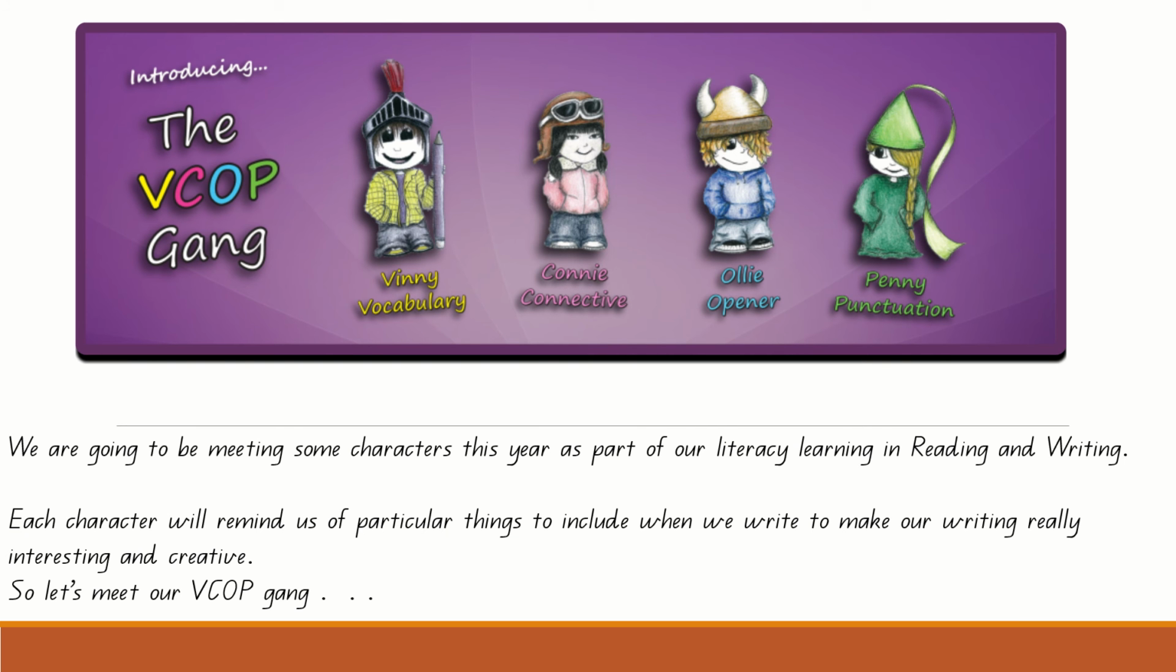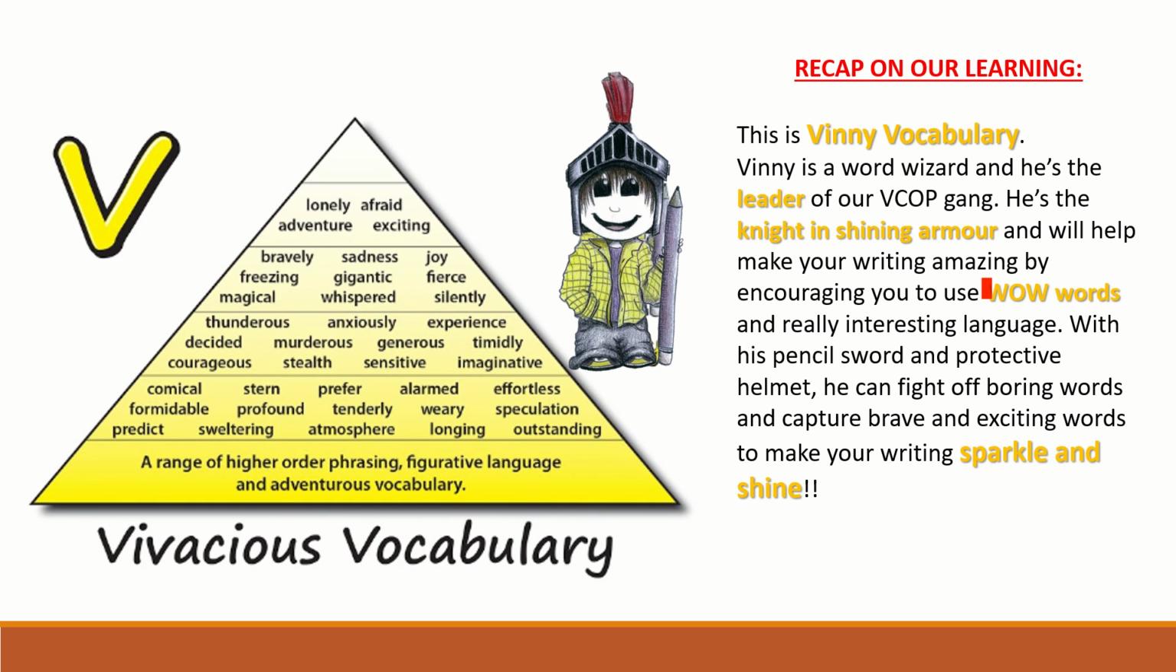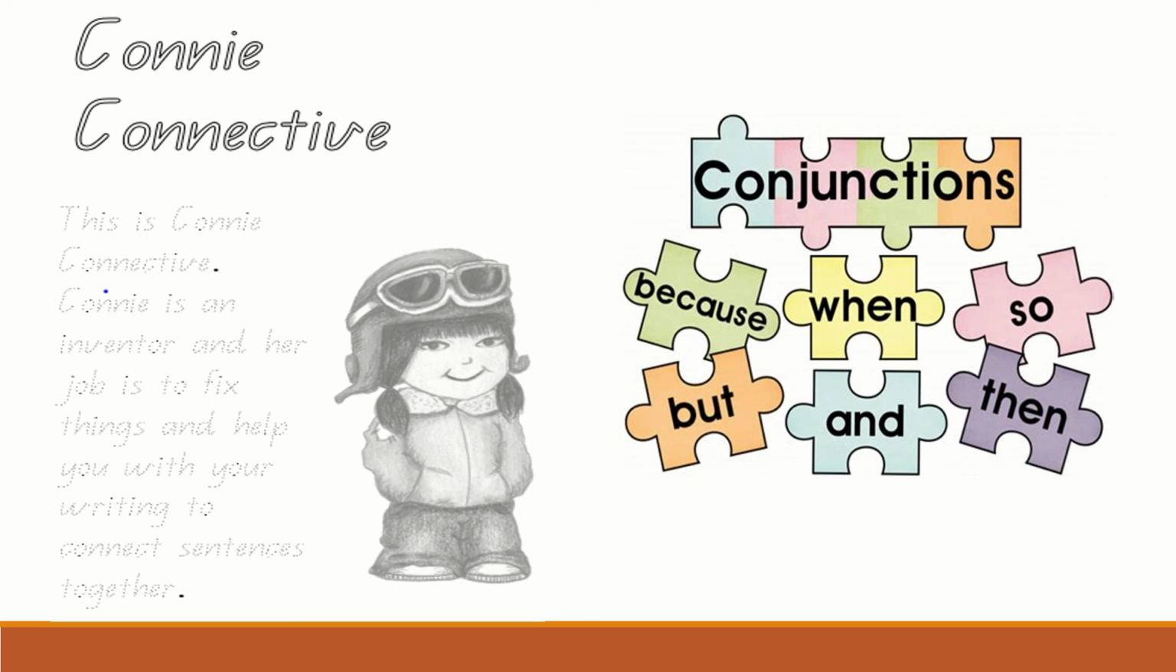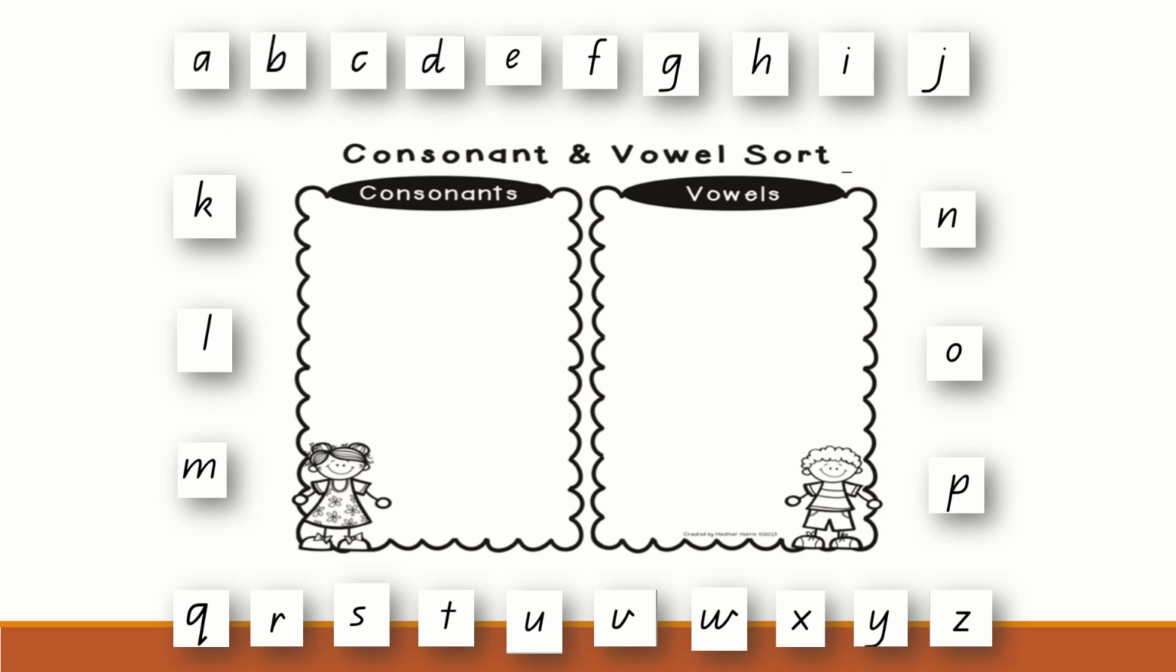All right, let's revise the VCOB game. So last week we looked at Vinny Vocabulary, and he is all about using wow words to make our writing more interesting. This week we're looking at Connie Connective. So Connie is an inventor, and her job is to fix things and help you with your writing to connect sentences together. All right, and you can see here, connect sentences together is the key point from this slide. Too many connectors will make your writing weaker, so we must join them together carefully. Okay, so using conjunctions such as because, but, when, etc.